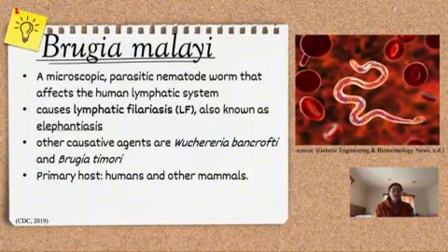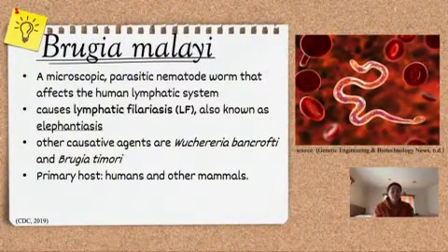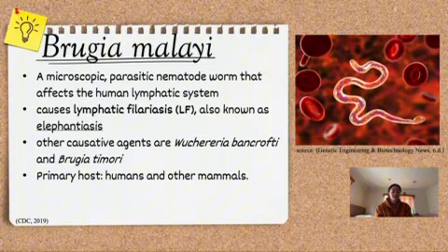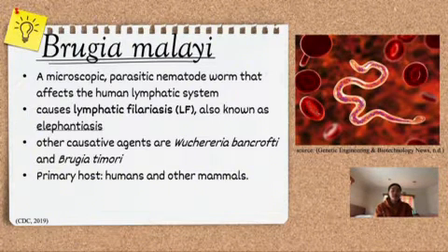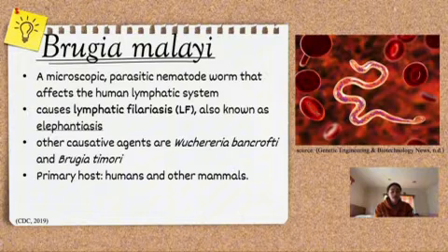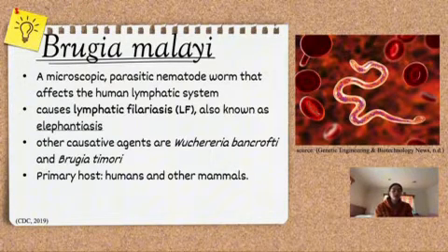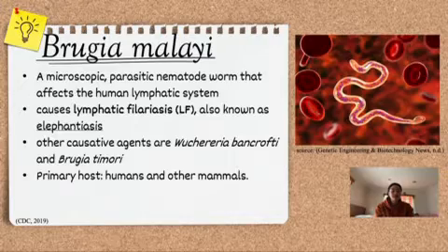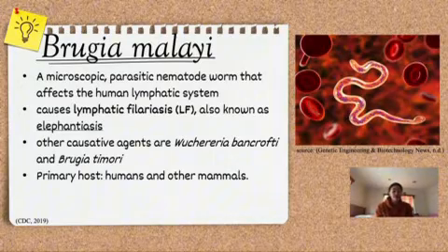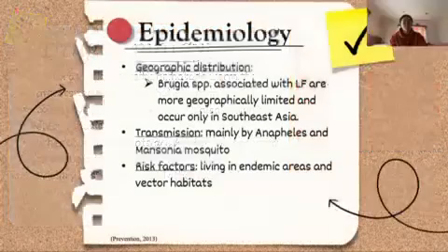Brugia malayi is a filarial nematode worm that affects the human lymphatic system, and they're one of the three causative agents of lymphatic filariasis, also known as elephantiasis. The other two causative agents are Wuchereria bancrofti and Brugia timori.